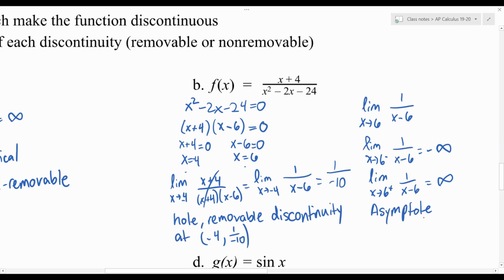Remember, when a limit as x approaches some number equals infinity or negative infinity, we have an asymptote there. And asymptotes are non-removable discontinuities.